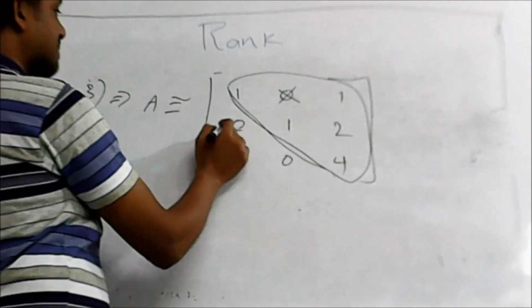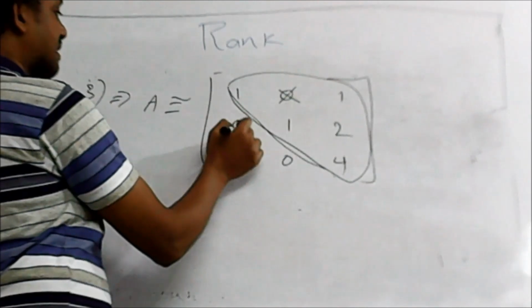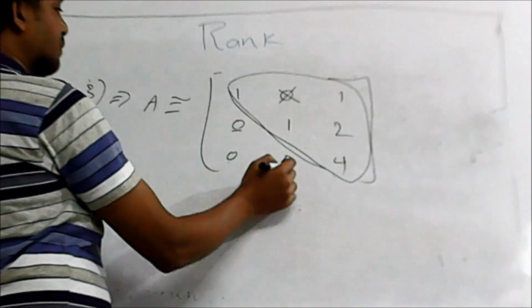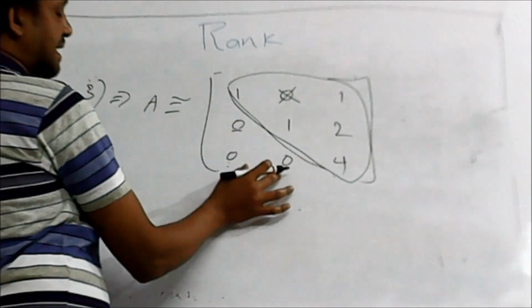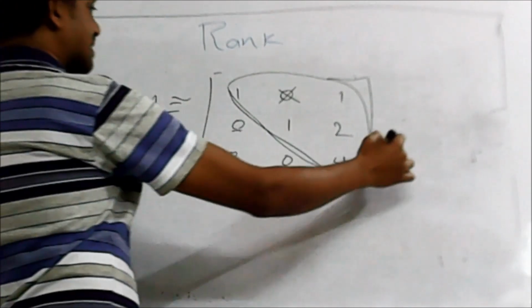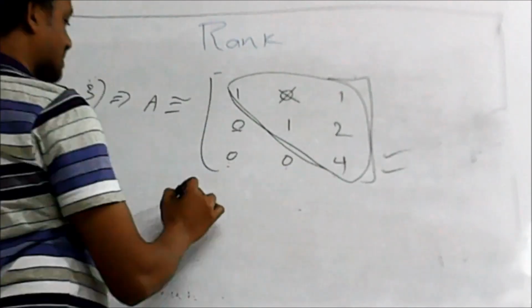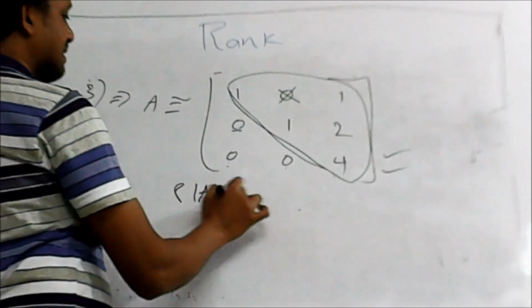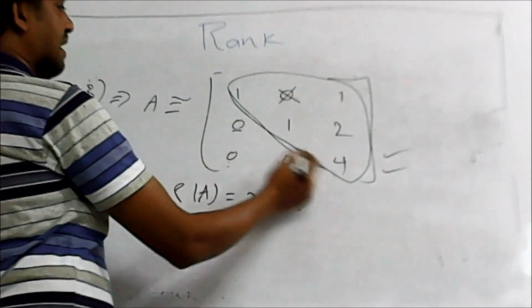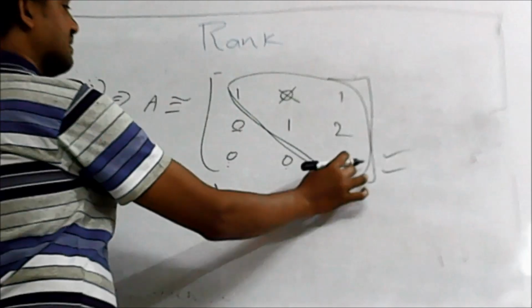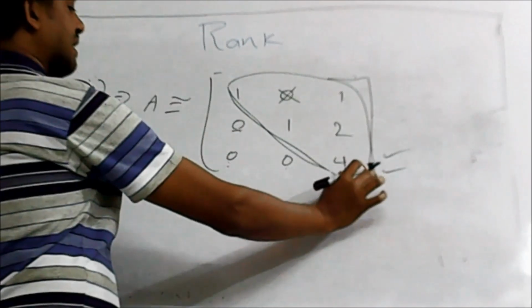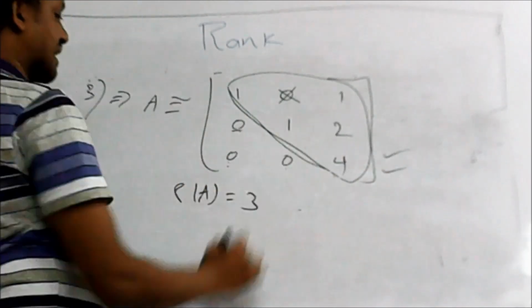So the number of zeros before the non-zero element is 1 in this row, here 2. So it is in increasing order. So it satisfies the two properties of row echelon form. Therefore, rank of A is 3, the number of non-zero rows. Non-zero means at least one of the elements is non-zero, then the whole row is a non-zero row. So rank of A is 3.